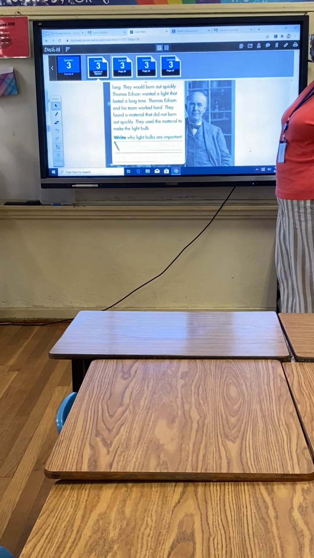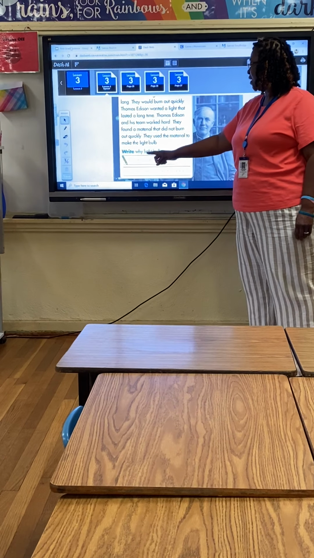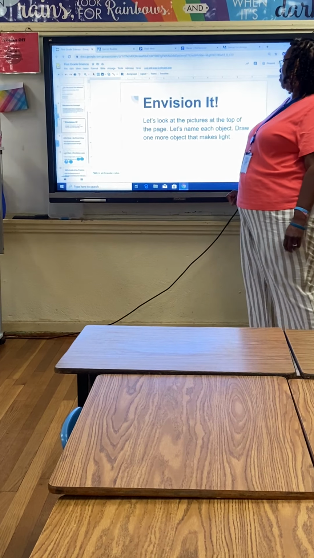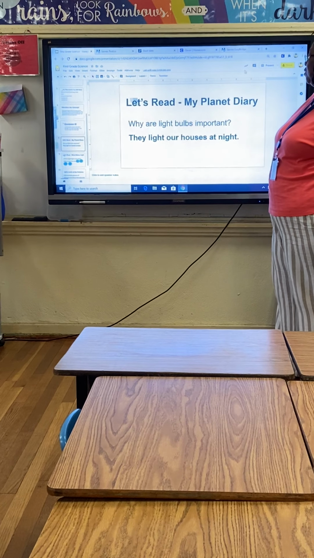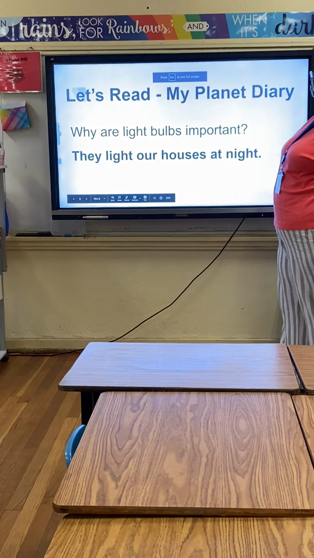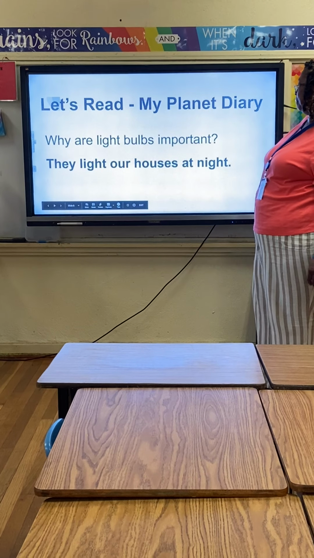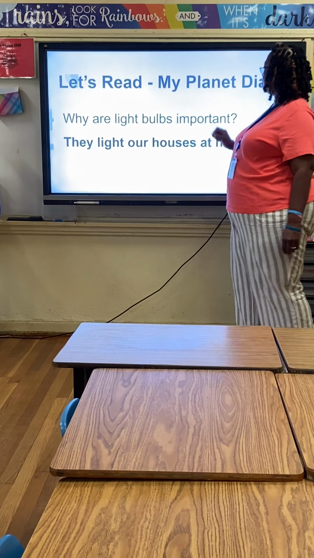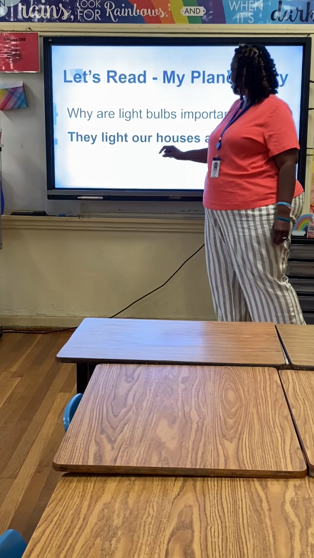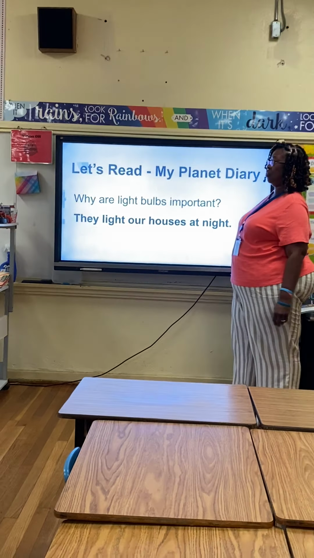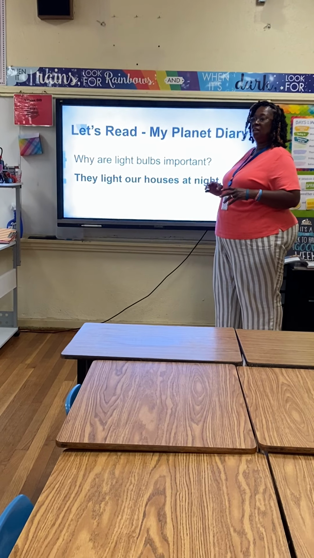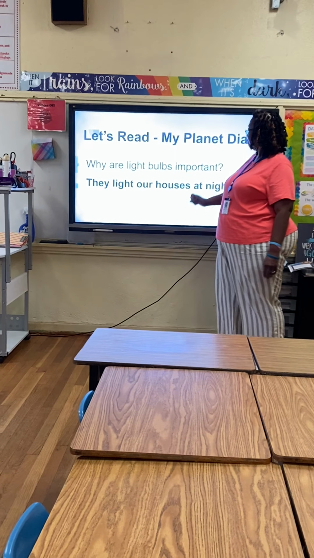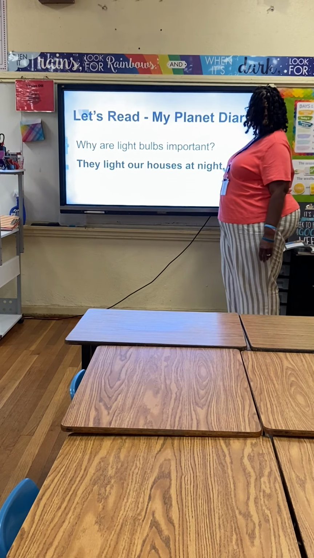Now we're going to look. It says you're going to write why light bulbs are important. You have 2 lines to write that in. Why are light bulbs important? They light our houses at night. So if you're in the house at night and there's no light, you don't see anything. You're liable to walk into everything. So we need light. Light is very important.